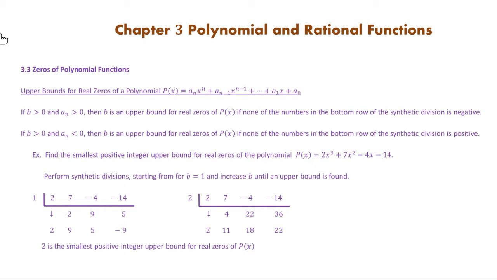So then, according to the theorem, we can say b equal to 2 is an upper bound for real zeros of this polynomial. And it is indeed the smallest positive integer upper bound because 1 is not. So 2 is the smallest positive integer upper bound. Of course, 3 will also be a positive integer upper bound, but it's not the smallest. 2 is the smallest. Okay. Any questions for this example?